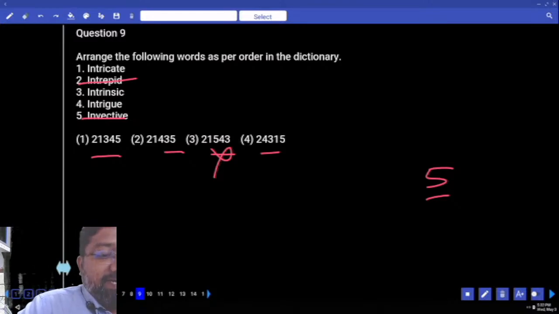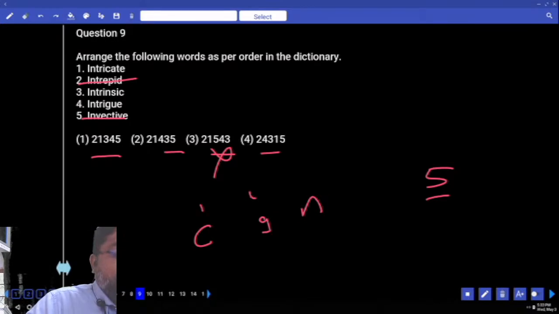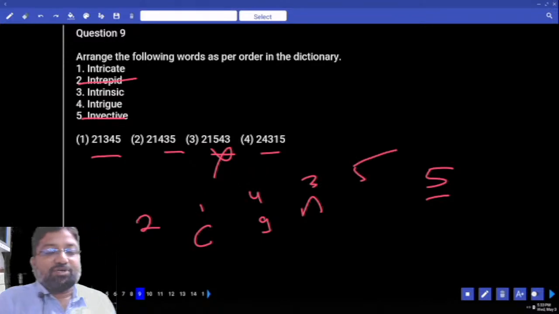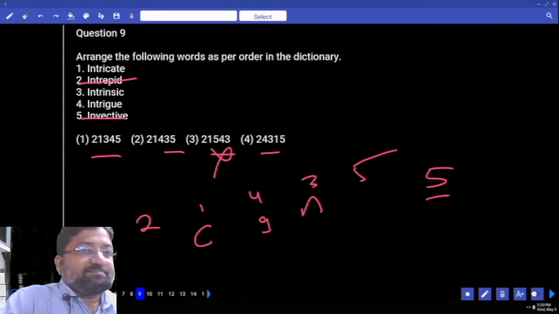1, INTR same. I same. Next C, N, G. C and G, what comes first? C, then G, then N. C is how much? 1. G is how much? 4. So 2, 1, 4, 3, 5. Which option is my answer? Second option. Done?